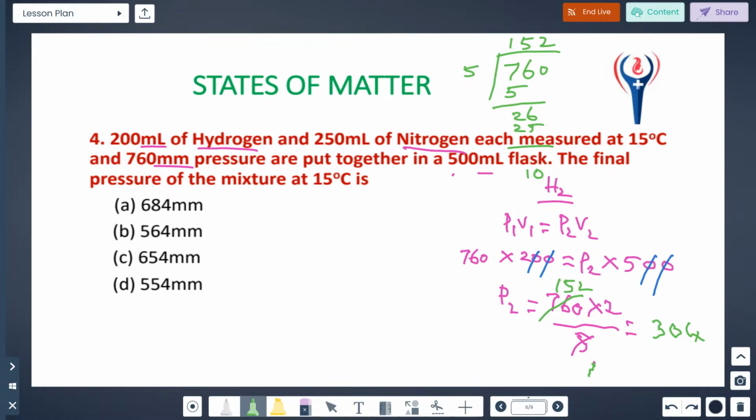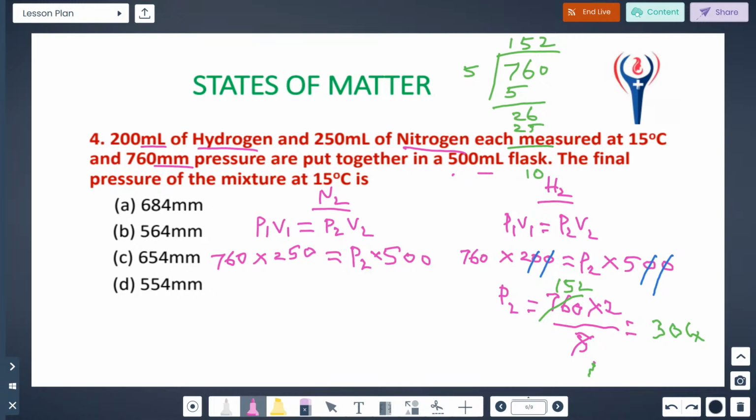Likewise, we have to find out the other one. Next one is nitrogen. This is the same formula, P1 V1 is equal to P2 V2. Then as usual, only the ml is different. For nitrogen the volume is 250, into pressure, as usual the same pressure 760. This is the unknown quantity P2. We put it in the new flask, and that flask volume is 500. Understood? That's all.